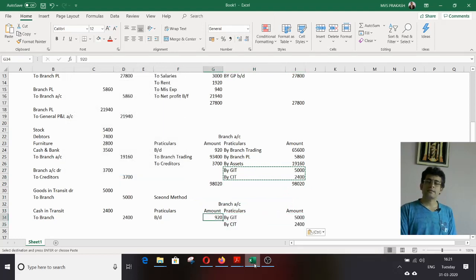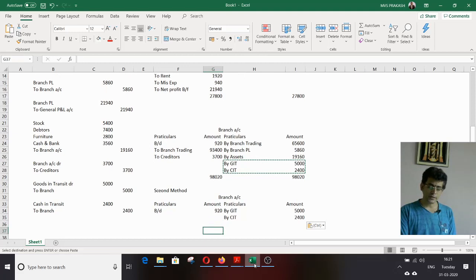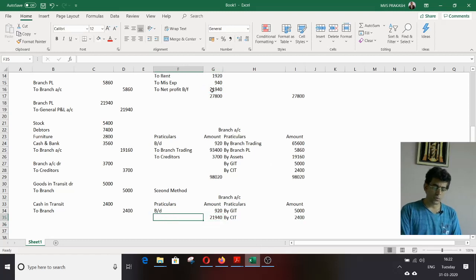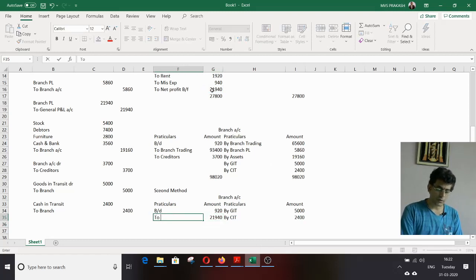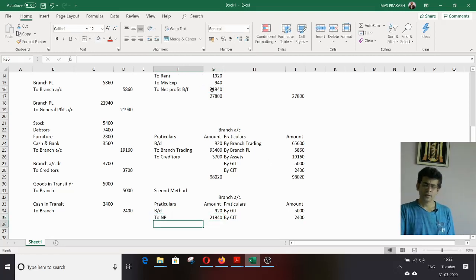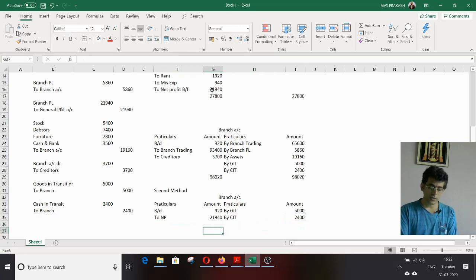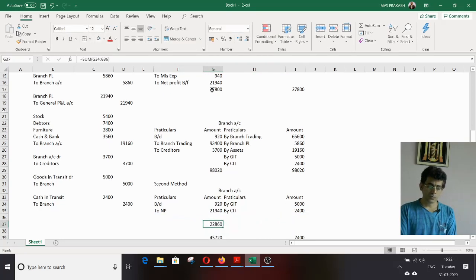What we'll do here, assets and liabilities will not be transferred, only the element of your net profit will be transferred. So what is my net profit here? My net profit is nothing but 21,940. So I will be considering only the element of net profit here. That's it. Now if I close it here, I will be getting a balancing figure. Let us do the total and see what is the balancing figure you will be getting.